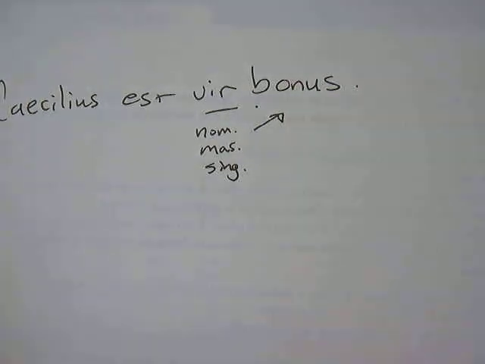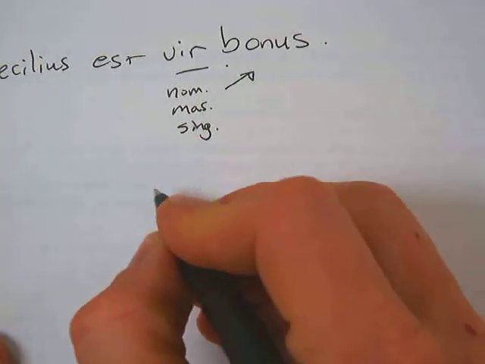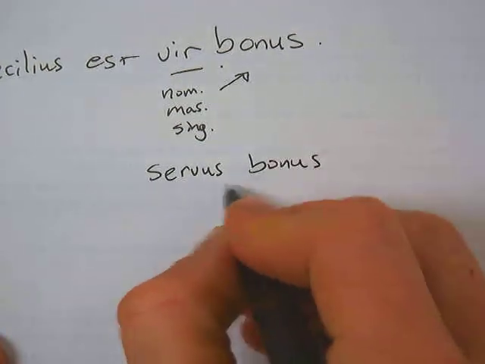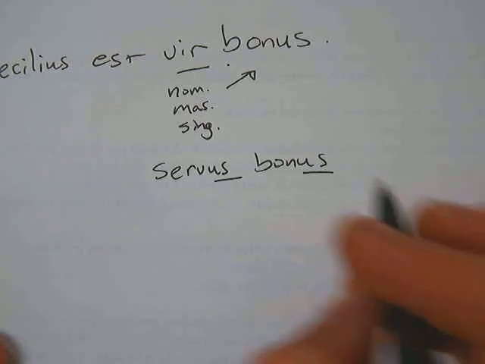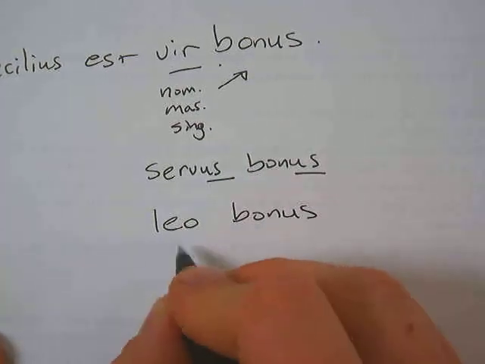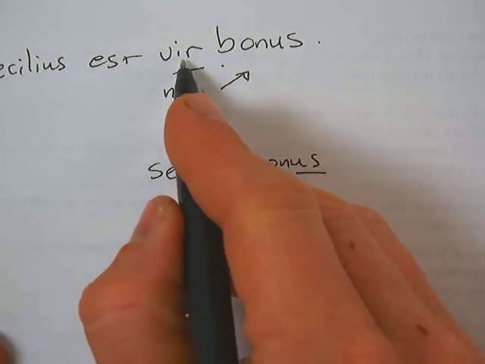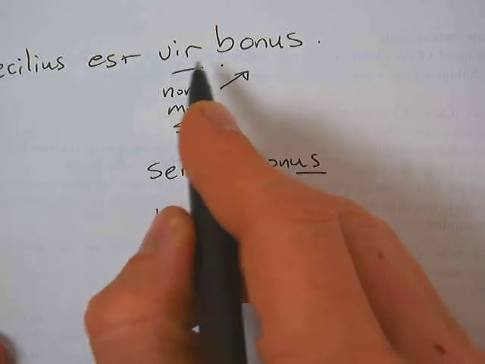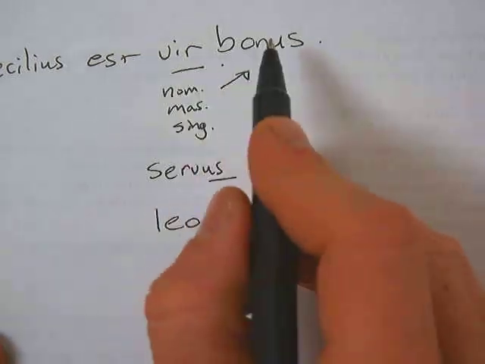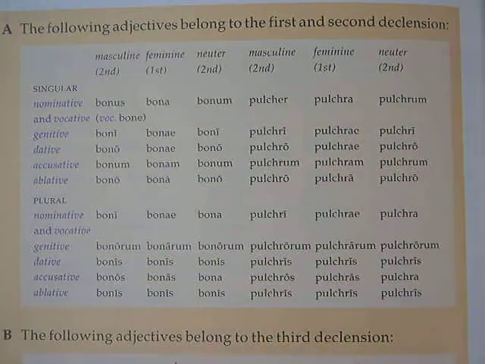Whatever the noun is, the adjective has to match up with it perfectly. And they don't always look like they match. Sometimes they do, like servus bonus. Those obviously go together because they look the same. But leo, third declension, bonus: that's nominative and that's nominative, but their endings don't match as neatly here. This is an R nominative, and that's a regular us in the second declension. So they don't necessarily look similar, but they are.